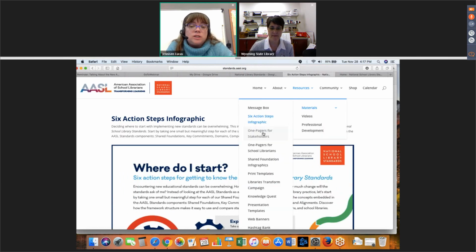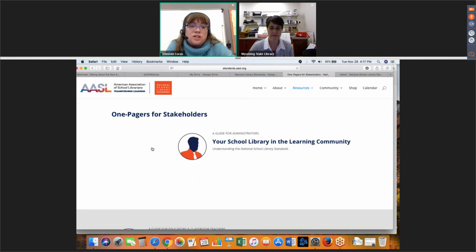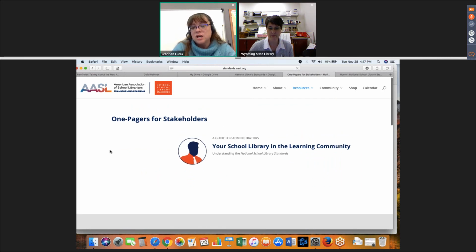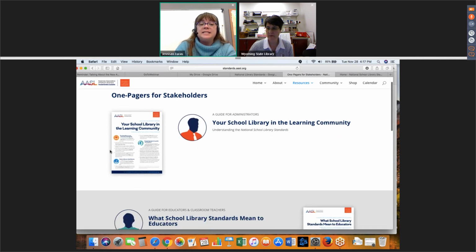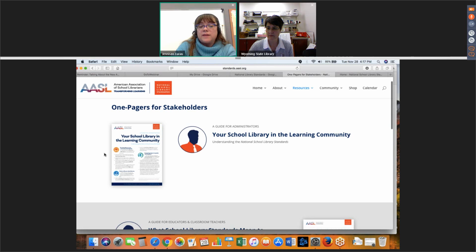The 1 pages for stakeholders is another one I want to show you. We have the first one is a guide for administrators, so your school library and the learning community. And it's nice because it starts with the library because that's what your administrator is going to care about first, and then the librarian, and then the learners.